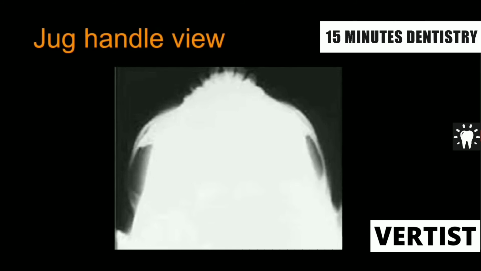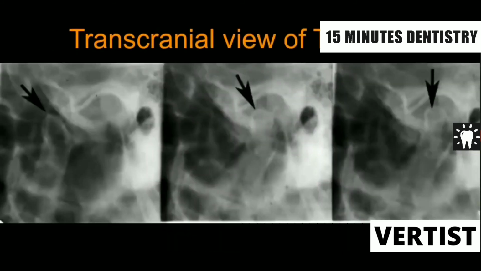And this is always asked again in the viva: what is the modification you will make? The modification is that you reduce the exposure time by one-fourth. Then this is called the Jug Handle View. TM joint views, you must be knowing them.